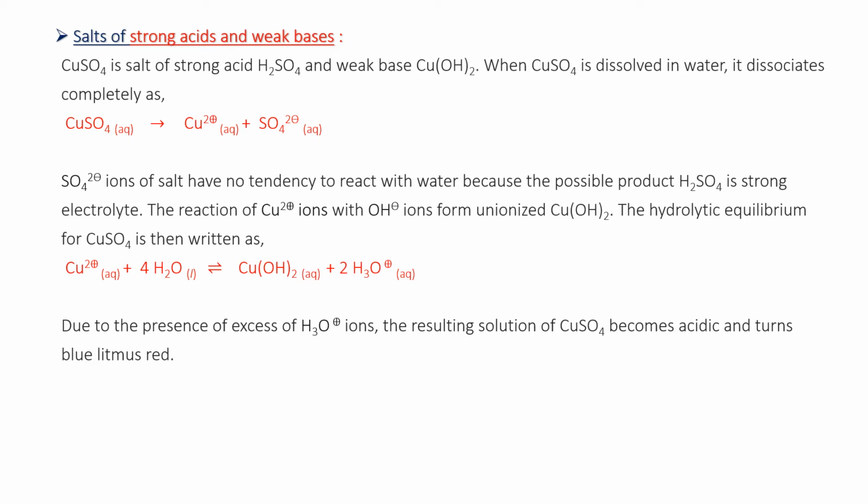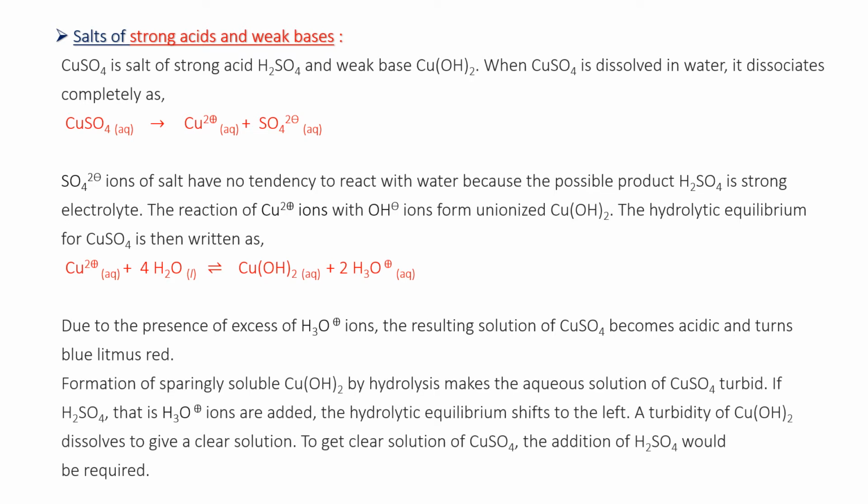blue litmus red. See, as your CuSO4 is made up of Cu(OH)2 and H2SO4, when CuSO4 dissolves in water, you get Cu2+ and SO4 2-. In that, the SO4 2- anion doesn't have any tendency to react with water, but Cu2+ reacts with the water and you get Cu(OH)2 and the hydronium ion. So due to the hydronium ion, what happens? Your CuSO4 solution becomes acidic and turns blue litmus paper red.